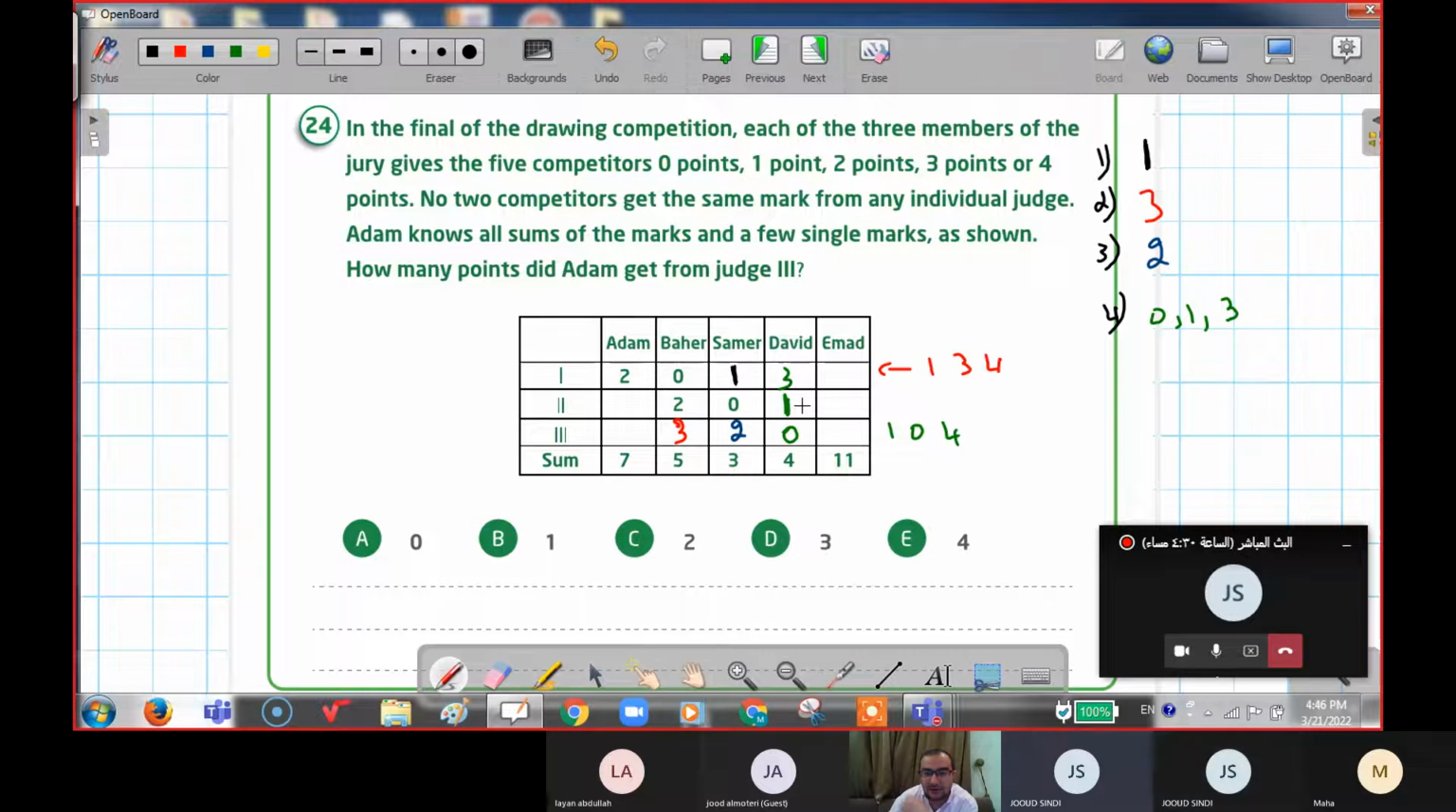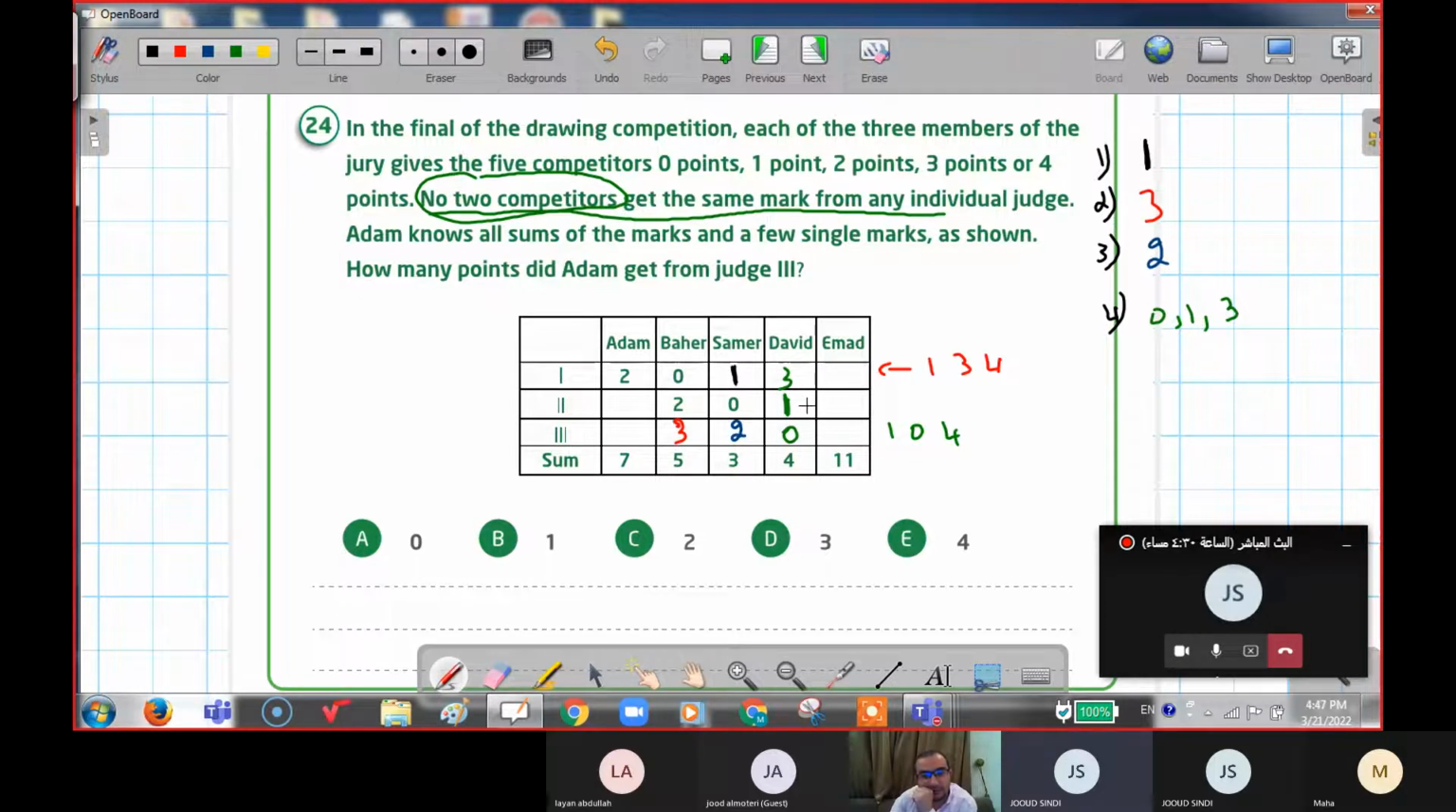3 plus 1. Imad can only get 4. So I can repeat: 3 plus 1 plus 0 is equal to 4. So this is correct. The second condition: here we have 2, 0, 1, 3. Because if we go to the given, no two competitors get the same mark. So until now, everything is okay.